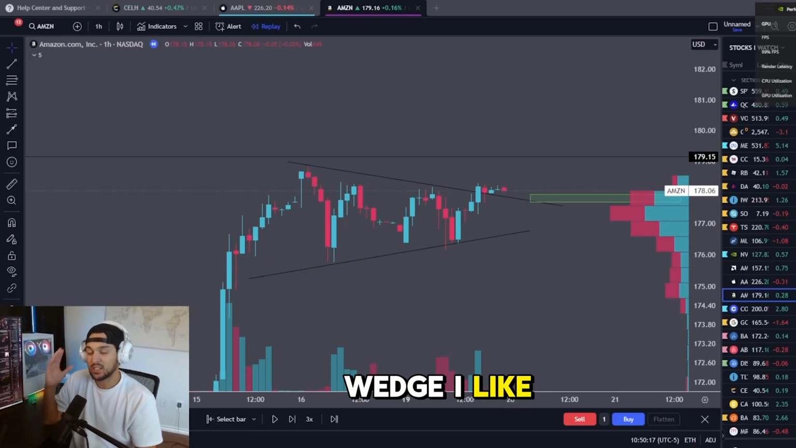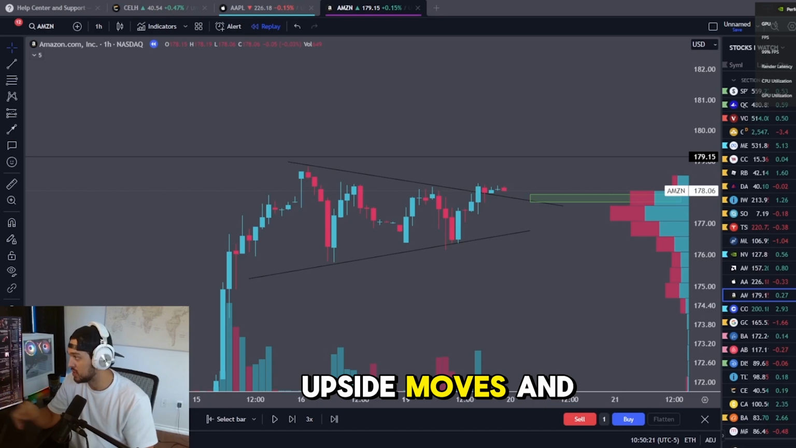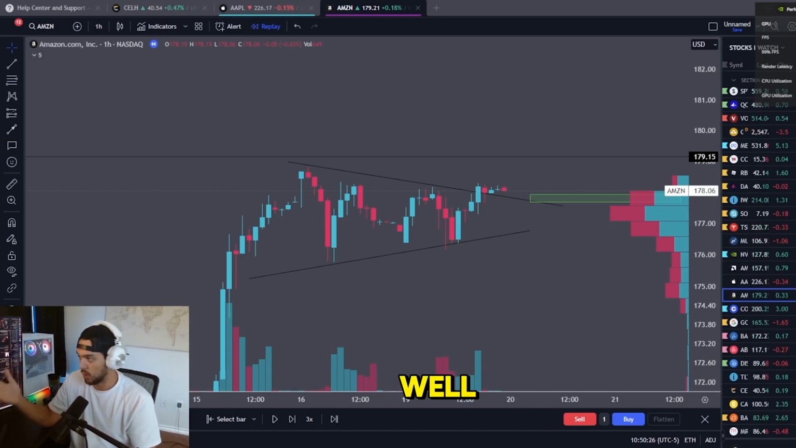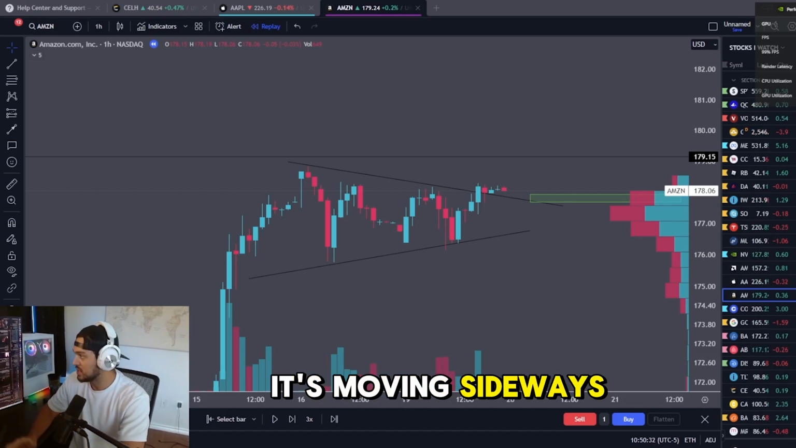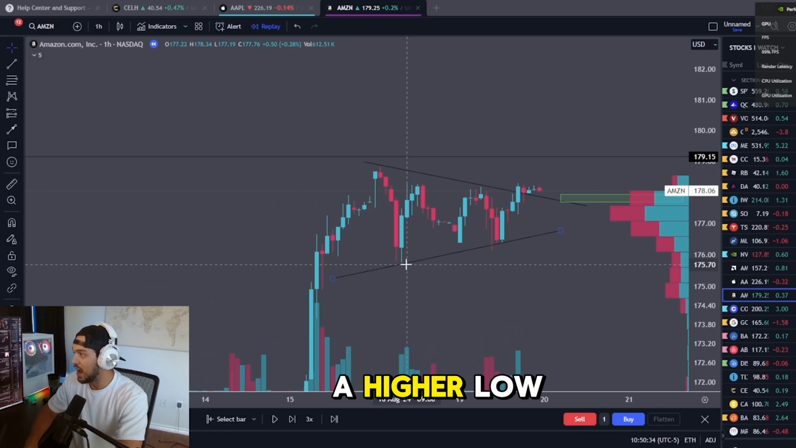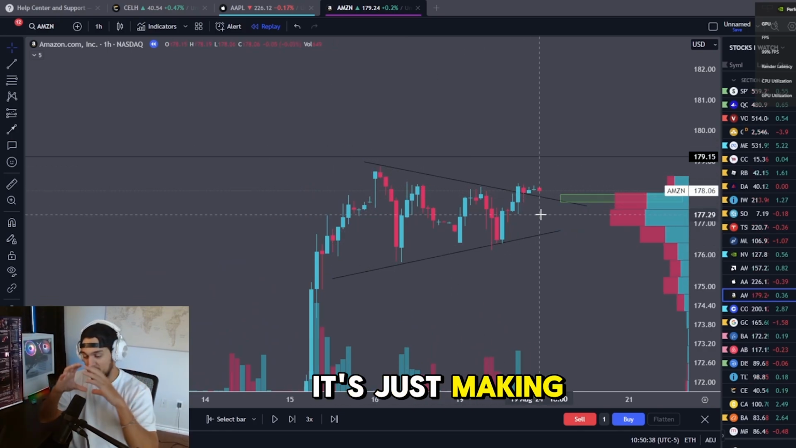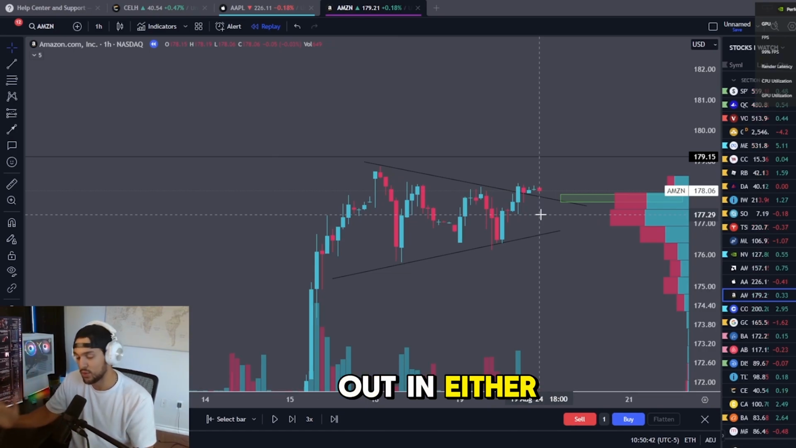This is a wedge. I like to trade this chart pattern for downside moves, upside moves, and there's things that I'll get into called a rising wedge and a falling wedge as well. I'll get into that in a minute. But this is just a regular wedge. It's moving sideways, it's consolidating. We're making a higher low, lower high. So it's just making one big wedge, and it's getting ready to break out in either direction.